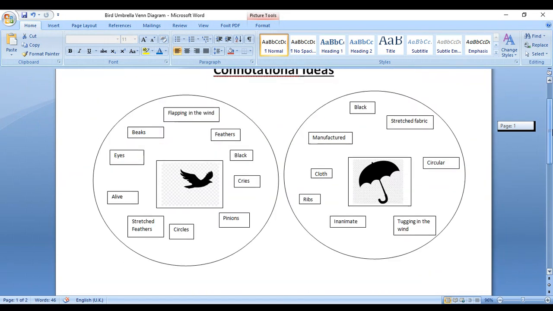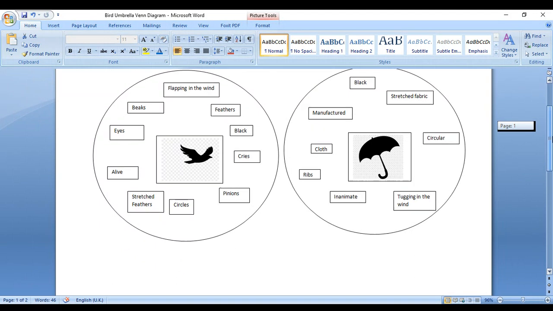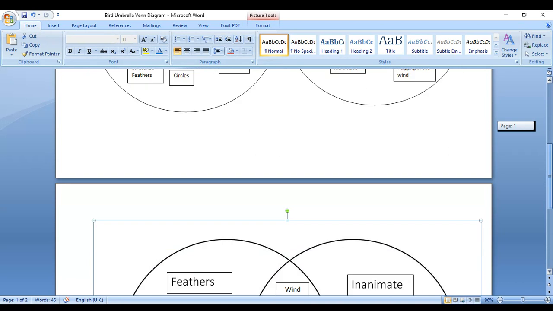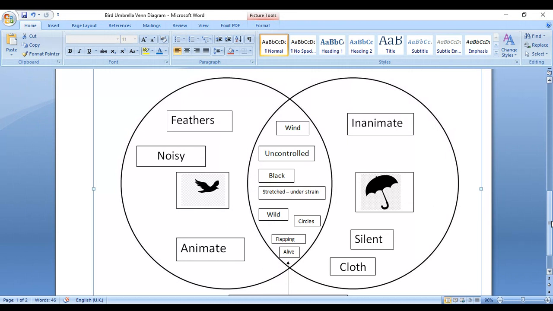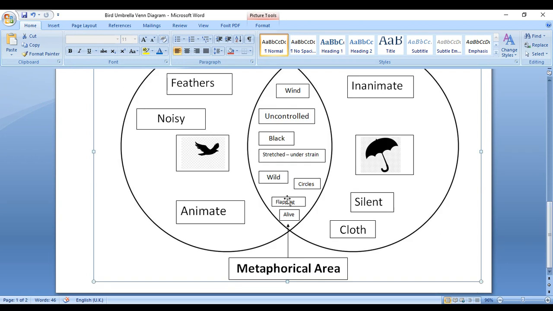So once I've done this and analysed the connotational ideas separately between the two objects in my metaphor, I go down to my second stage, which is to create the Venn diagram. Now, it's a Venn diagram because it has two overlapping circles, and in the bit that's overlapping are the things that the two objects, that the two things in my metaphor have in common. So I've called that little space there the metaphorical area in between the two circles.